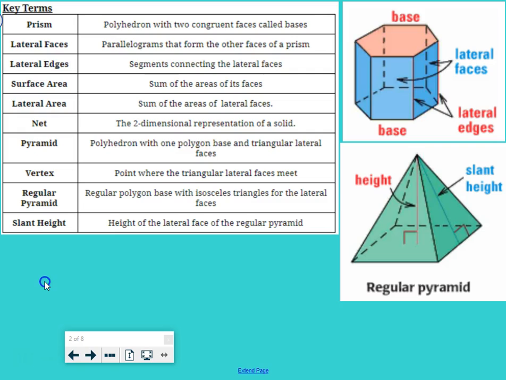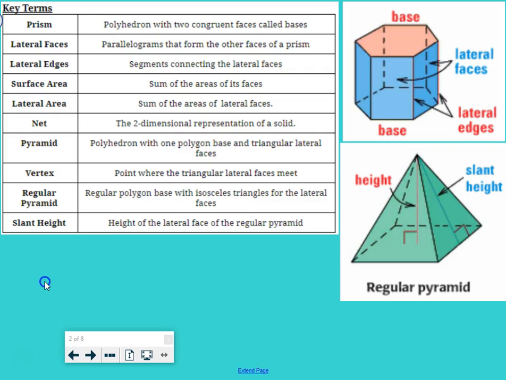The surface area is the sum of the areas of its faces. So it's just the sum of all the areas of all the faces of a prism. Lateral area would be the sum of the areas of the lateral faces. A net is a two-dimensional representation of a solid. So if you look on the back of your resource sheet, there's some examples of nets given for you, so you can see what nets look like.